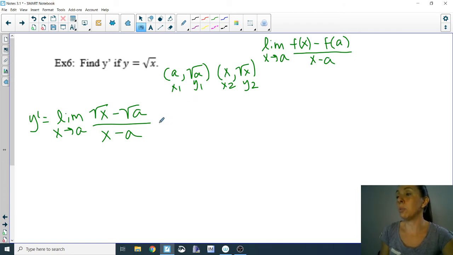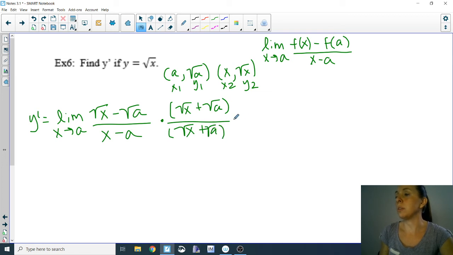Let's just go with, what are we supposed to do here? We are supposed to multiply by the conjugate of the numerator. So I'm going to multiply by root x plus root a over itself. Sorry. Put the numerator and denominator of your original expression in parentheses, and let's go down here.